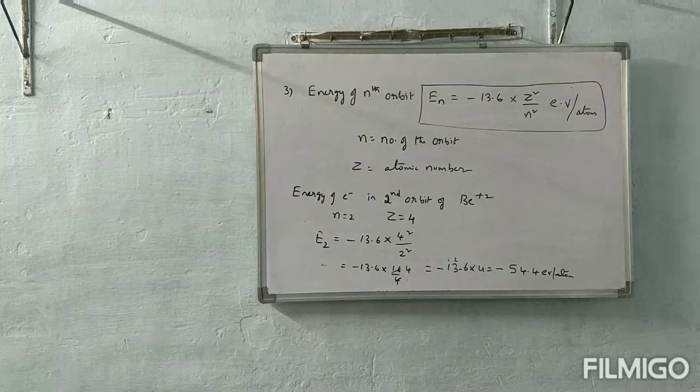Energy of electron in second orbit of Be plus 3. Example I give, n is equal to 2, Z is equal to 4, then E2 is equal to minus 13.6 into 4 square by 2 square is equal to minus 54.4 electron volt per atom. Okay? That is about this third one, energy of nth orbit.